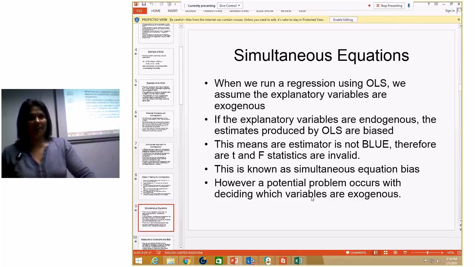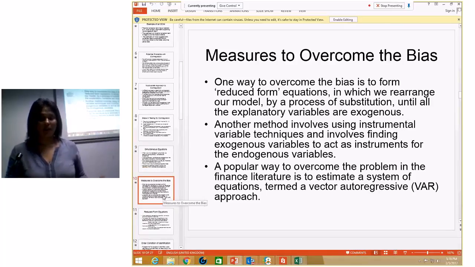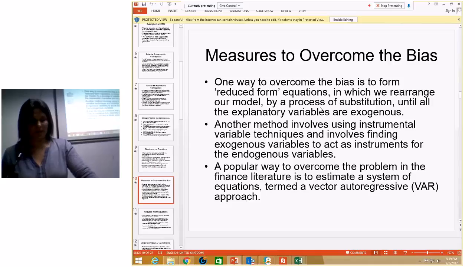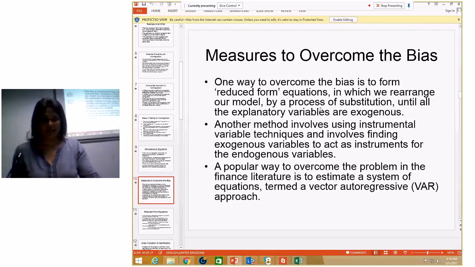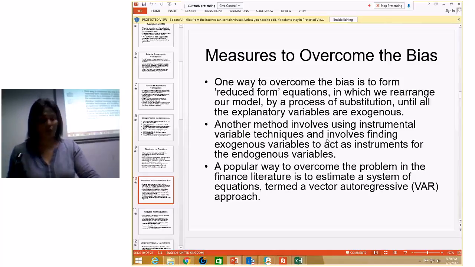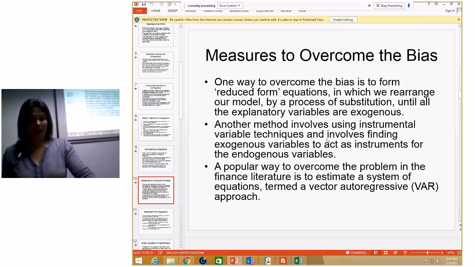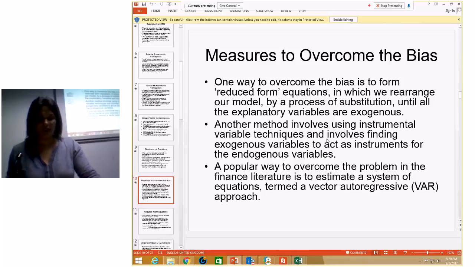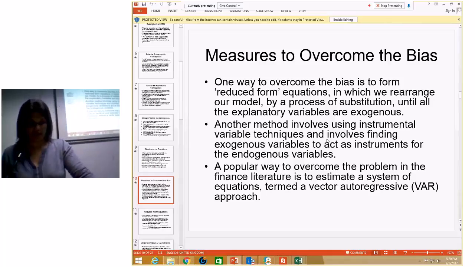The potential problem that occurs here is deciding which variables are exogenous. What are the measures to overcome the biases? One way is to form reduced form equations, in which we rearrange our model by a process of substitutions until all explanatory variables are exogenous. Another method involves using the instrumental variable technique, finding exogenous variables to act as instruments for the endogenous variables.